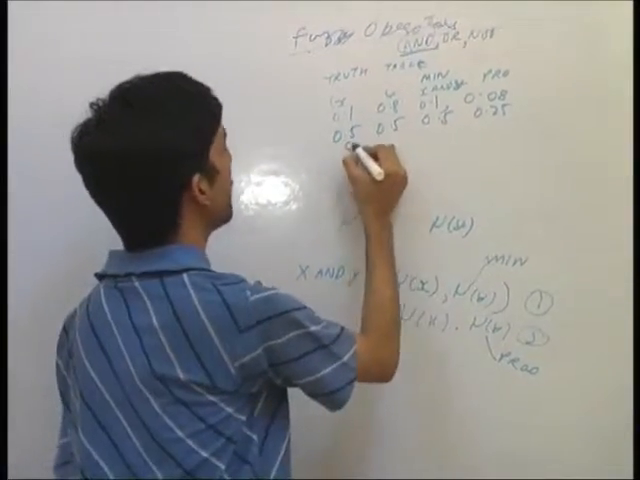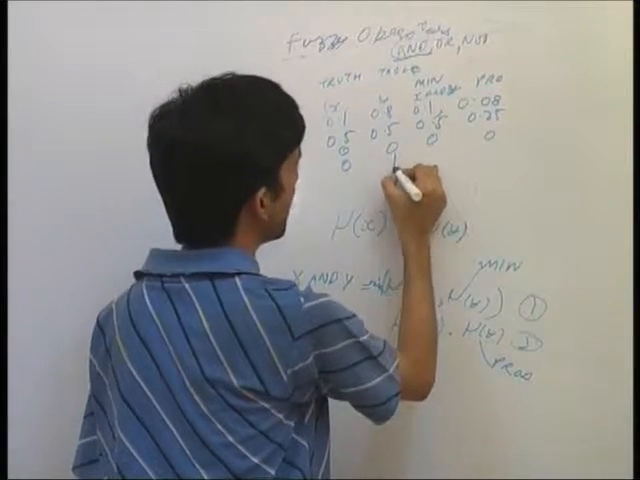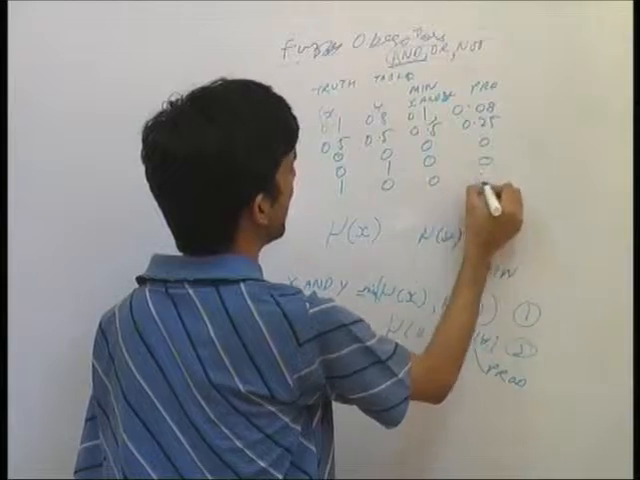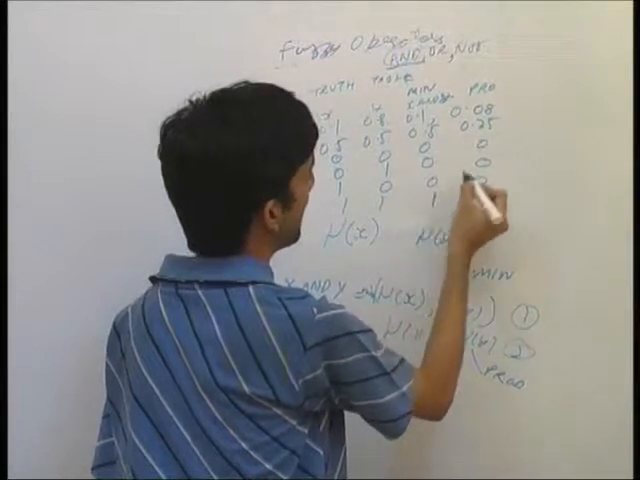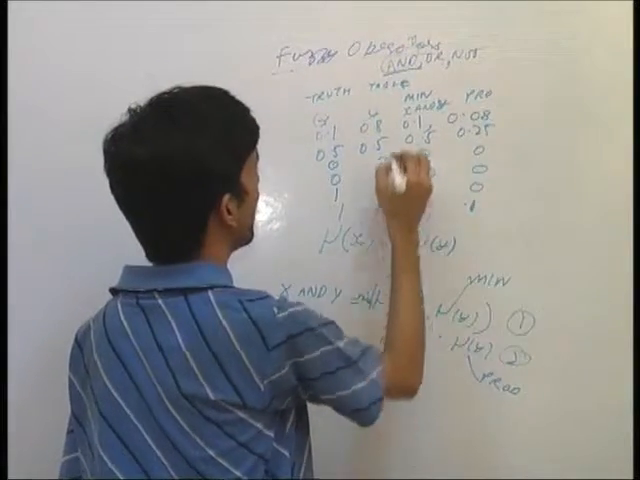Let me go in for 0 and 0. It will be 0 here, 0 here. Let me go in for 0 and 1 over here. It will be 0 here, 0 here. Let me take 1, 0 here. It will again be 0, 0. Then 1, 1. It will be 1 over here: minimum of 1 and 1, and product of 1 and 1 is always 1.